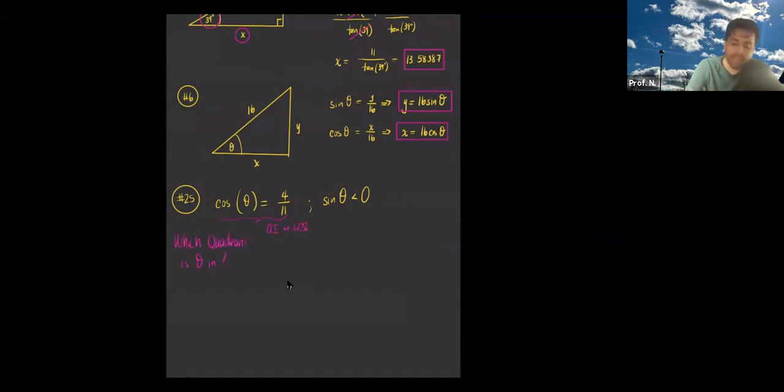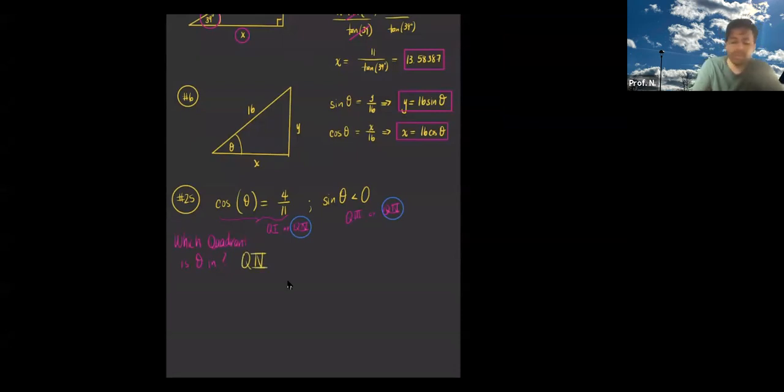And then it says sine is negative. What does that mean? Sine is negative in quadrant 3 or quadrant 4. The only quadrant that coincides for both of these pieces of trig information is quadrant 4. So the deduction, what we conclude, is that it must be in quadrant 4. So theta is in quadrant 4.